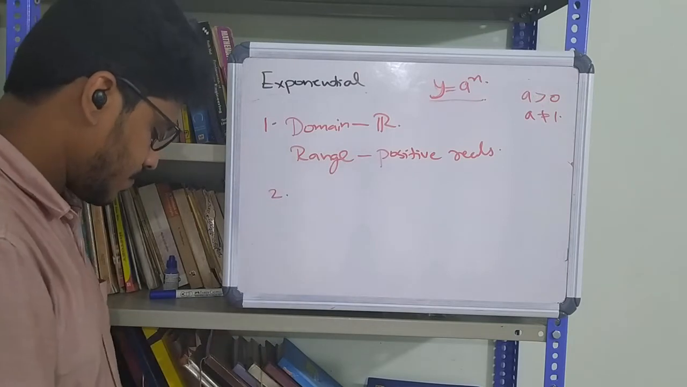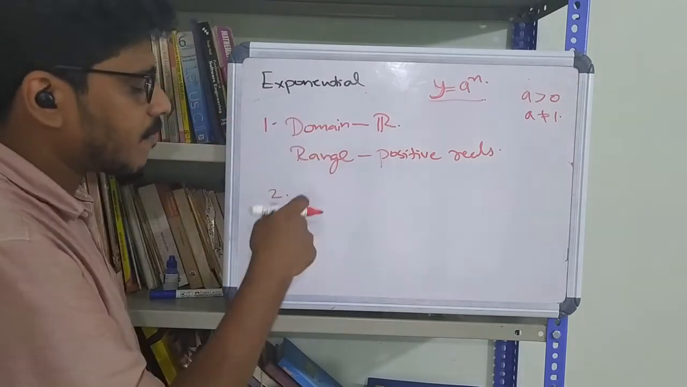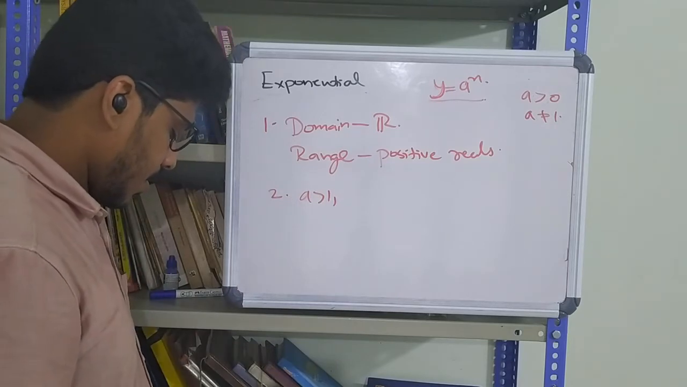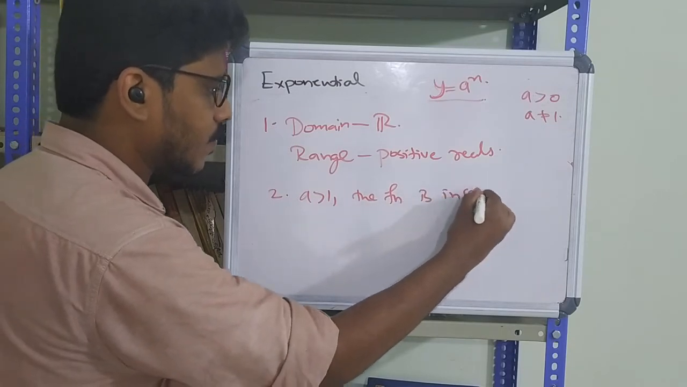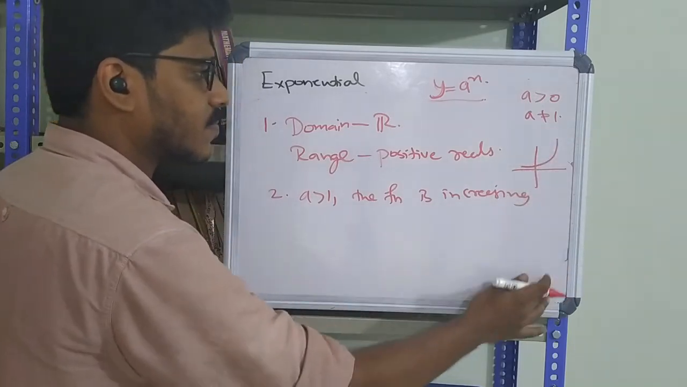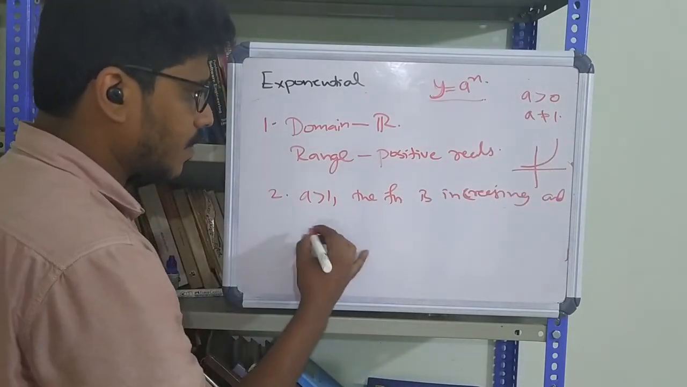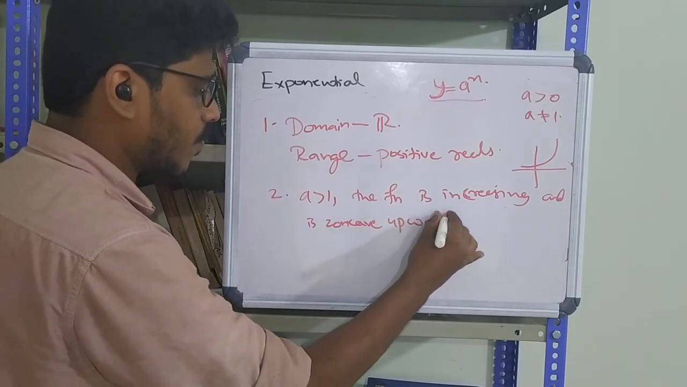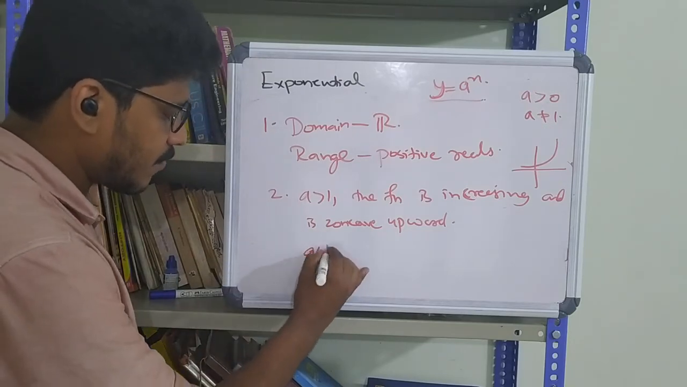The next property. For a strictly greater than 1, I hope you remember the graph we drew a little while ago. For a greater than 1, the function is increasing. I hope you remember the shape of the graph like this. So the function is increasing, and the concavity is concave upward. Now, what if a is less than 1?